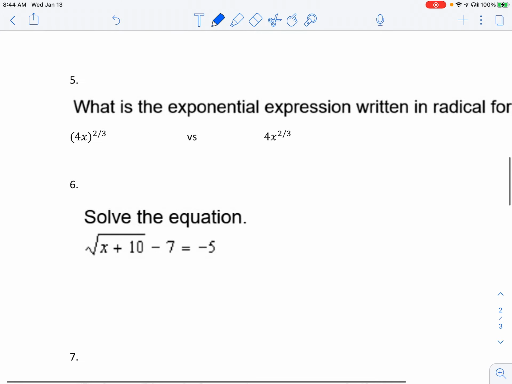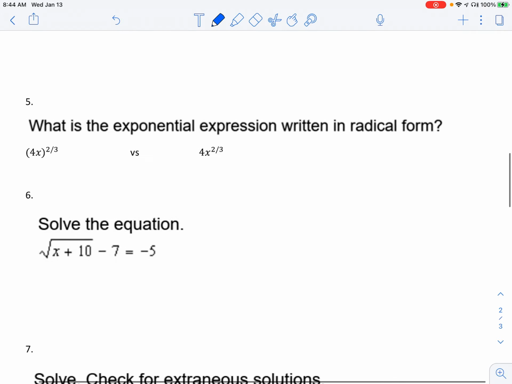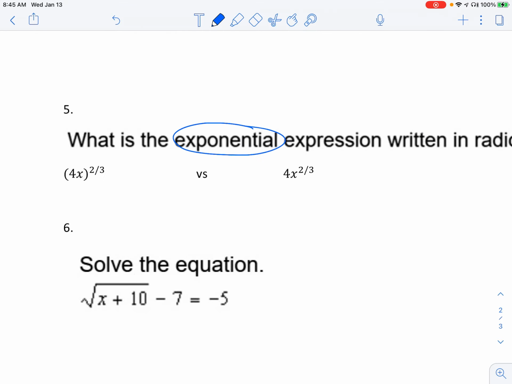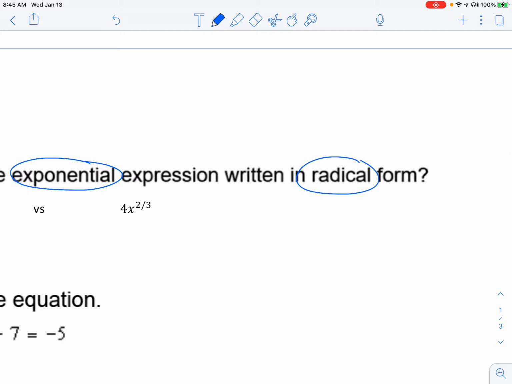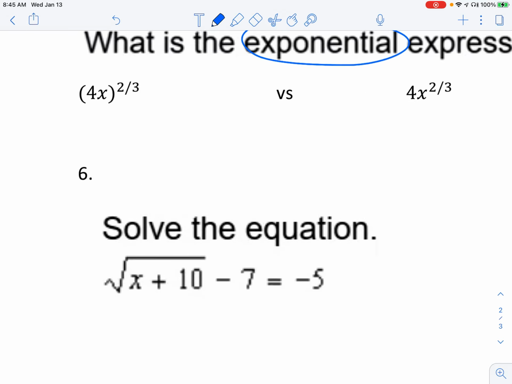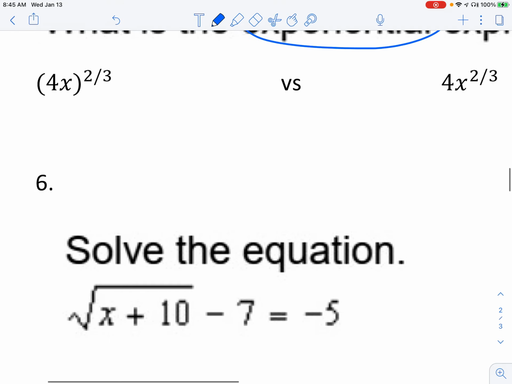Number 5. What is this exponential expression written in radical form? Exponential expression means it has an exponent. Radical means it has a radical. Maybe the index might, but it depends. I thought it would be nice to give you one versus the other, with parentheses versus without parentheses. So let's say you do have parentheses. That means this is the root, like the root of the tree. This is the exponent.